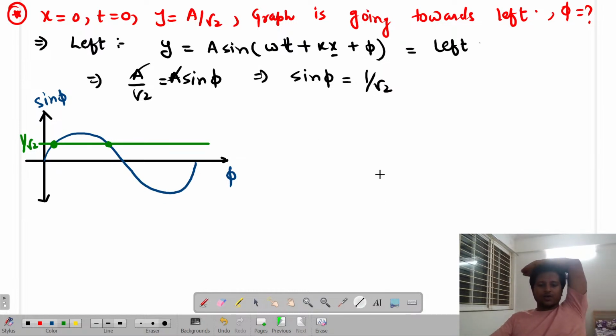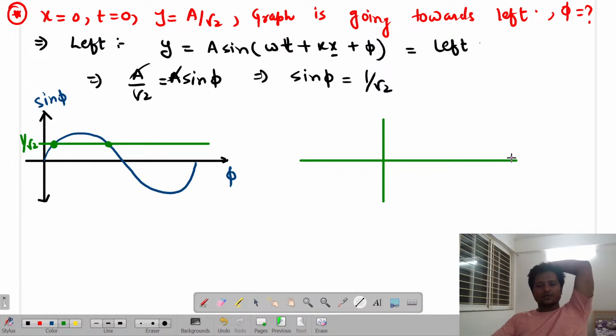Now, the wave is going left. Draw the normal wave graph, and then we shift it towards the left.